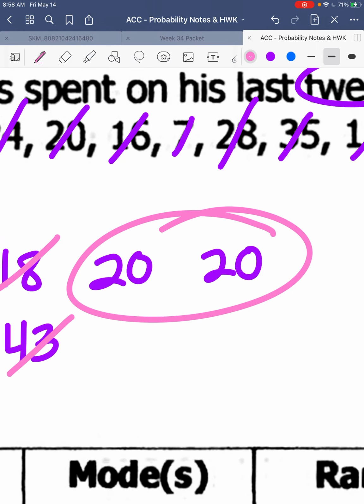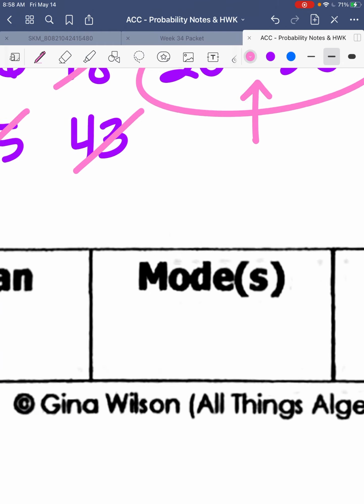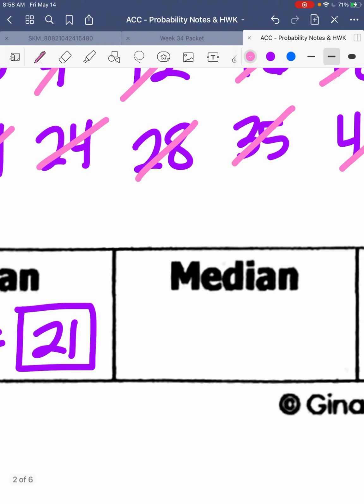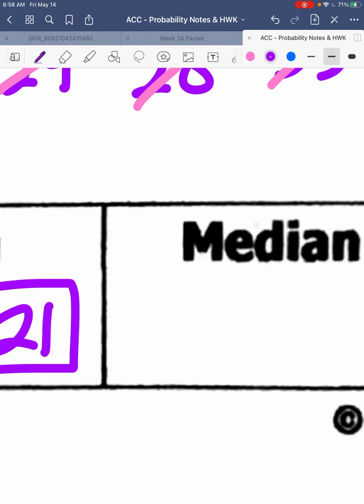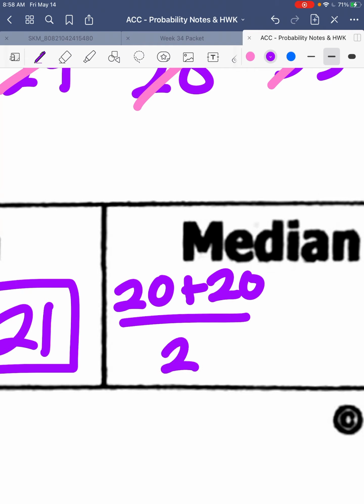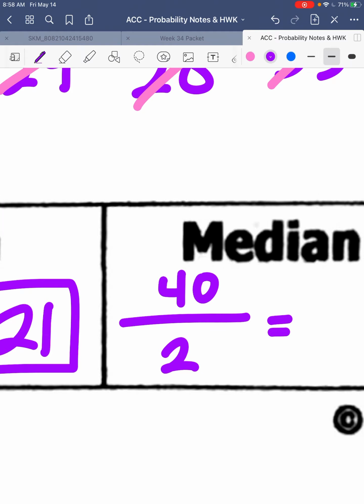And I'm left with 2 numbers in the middle. That means that my median, my middle number, is in between these 2 numbers. So when this happens, the way I'm going to find my median is I'm going to take the average of those 2 numbers. So I would take 20 plus 20 and divide that by 2. Now we know that 20 plus 20 is 40. And we know that 40 divided by 2 is 20.